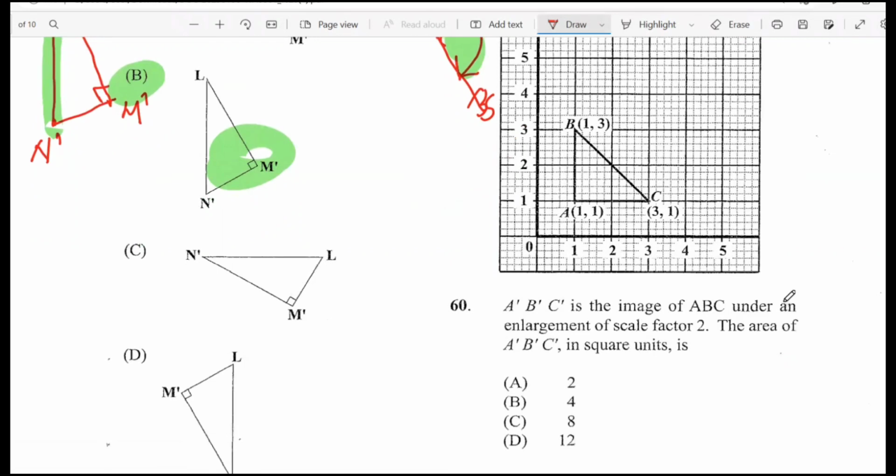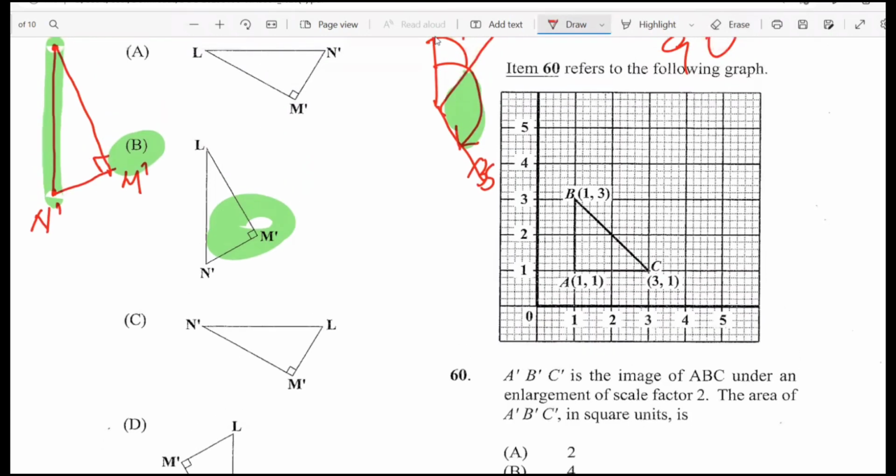All right, last one now. It says, so we're looking at this diagram up there. A prime, B prime, C prime is the image of ABC under an enlargement of scale factor 2. The area of A prime, B prime, C prime is what? All right, if I know the area, well, you can do two things. You can blow this up and find it, or you could check it.